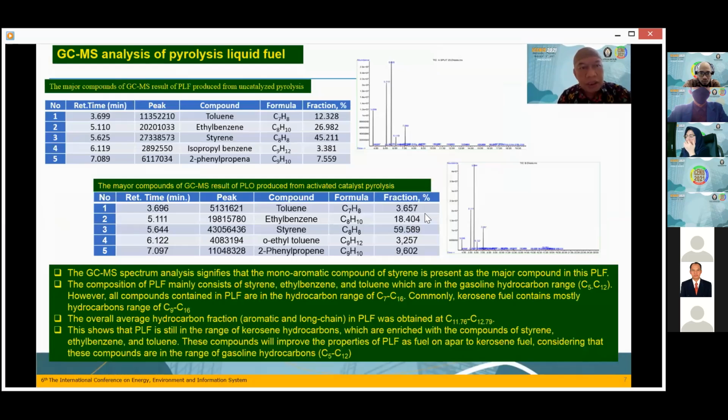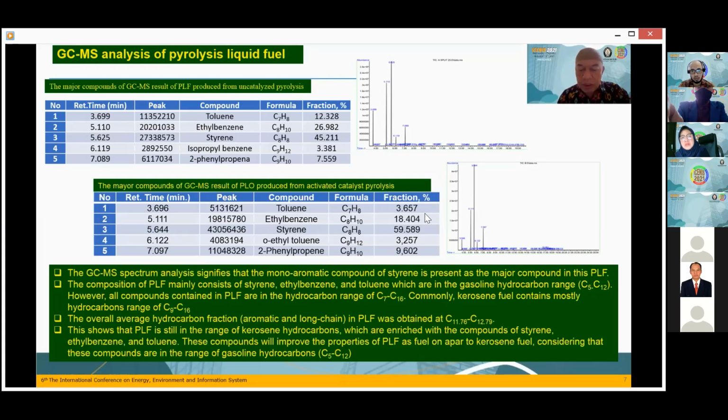In the GC-MS analysis of pyrolysis liquid fuels, the monoaromatic component of styrene is present as the main component in these pyrolysis liquid fuels, mainly consisting of styrene, ethyl benzene, toluene, within the gasoline hydrocarbon range of C4 to C12. The composition of pyrolysis liquid fuels, all components in the pyrolysis liquid fuel are in the hydrocarbon range of C7 to C16.